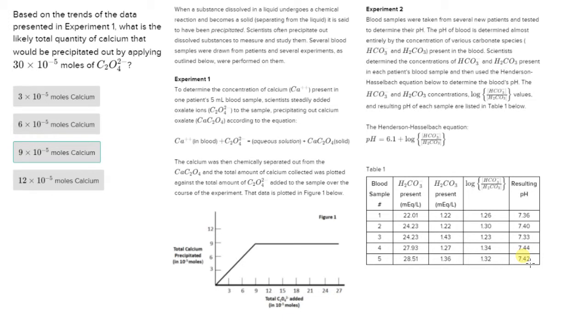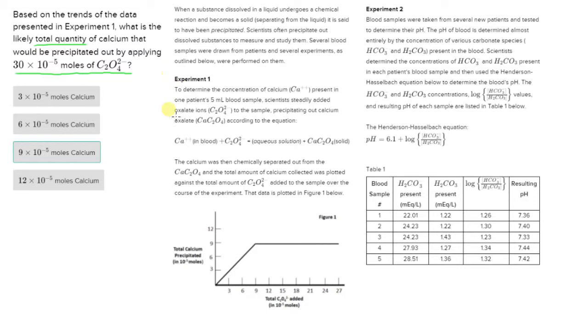So this question is asking us to use trends in the data. Specifically, it's asking us to look at a graph here in Figure 1. So based on the trends in the data, Experiment 1, what is the likely total quantity of calcium that would be precipitated out by applying 30 times 10 to the negative fifth moles of C2O4?